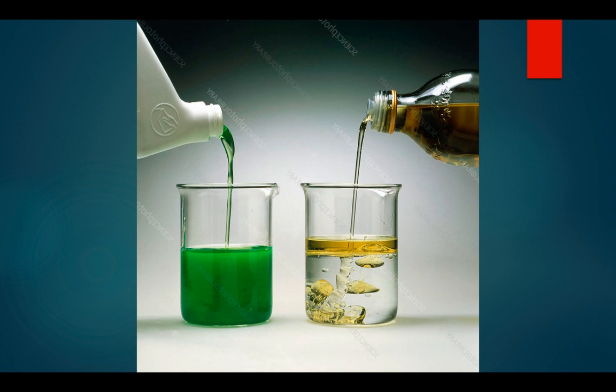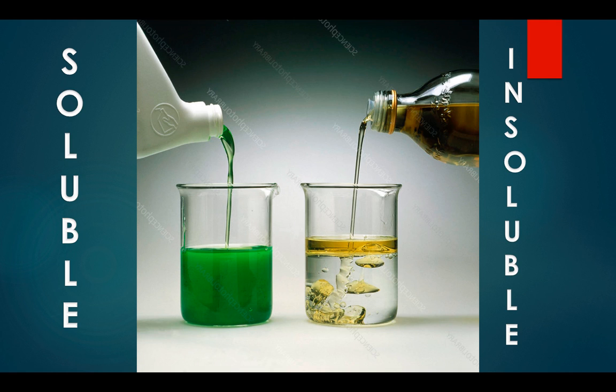And here's just another picture to show you. These are two beakers of water. On the left, we have a soluble compound, because see how the green has completely mixed with the water. And on the right, we have an insoluble compound, because as you can see, they're separating. There are two separate layers. The water is on the bottom, and the insoluble compound, which happens to be olive oil, is floating on the top. Okay? Soluble on the left, insoluble on the right. So let's take a look at a question.